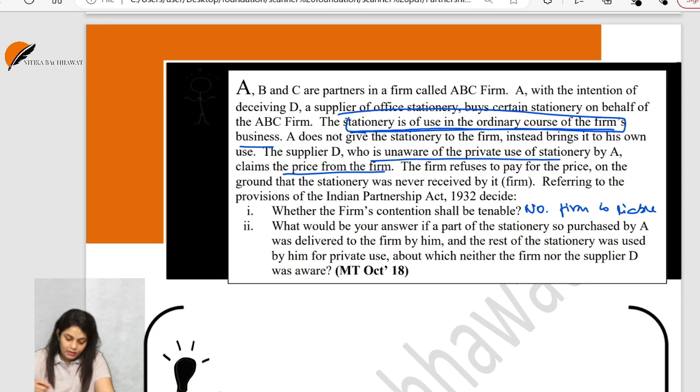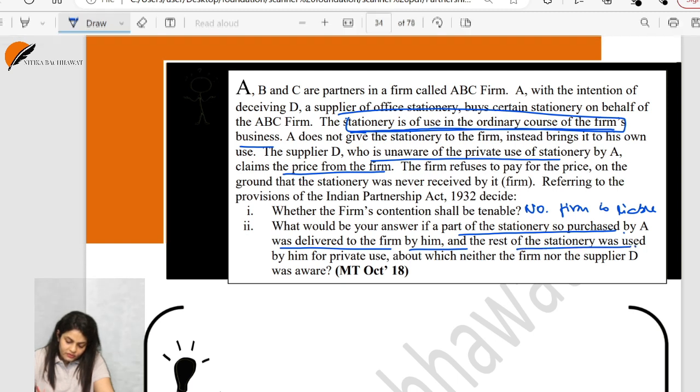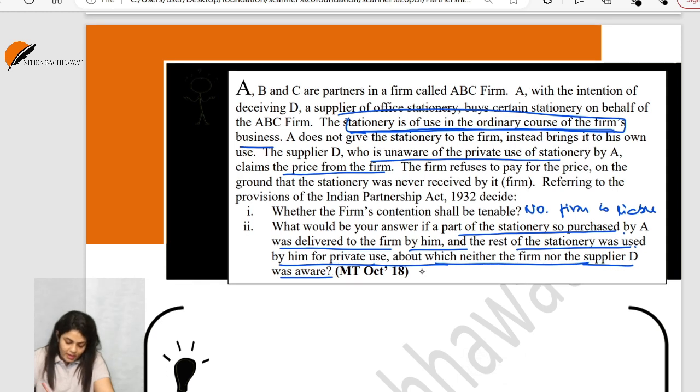The firm is liable. What would be your answer if a part of the stationery purchased by A was delivered to the firm by him and the rest of the stationery was used by him for private use, about which neither the firm nor the supplier D was aware? It doesn't make a difference. The answer would still be the same.